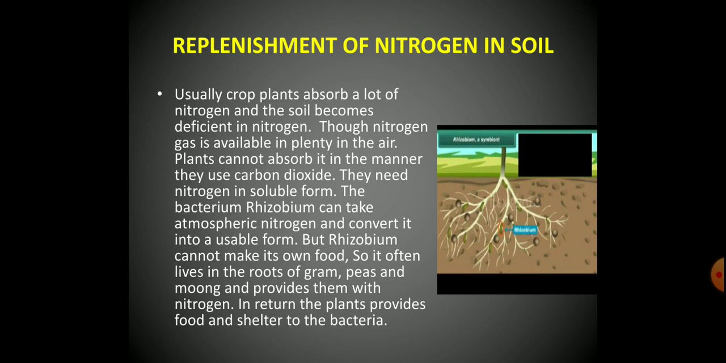So basically, there is a bacterium called Rhizobium. The plants cannot absorb the nitrogen in the air. The nitrogen is available in plenty in the air, but they cannot absorb it. So they need it in a soluble form. Rhizobium does this job, and so it helps in the replenishment of nitrogen in the soil.